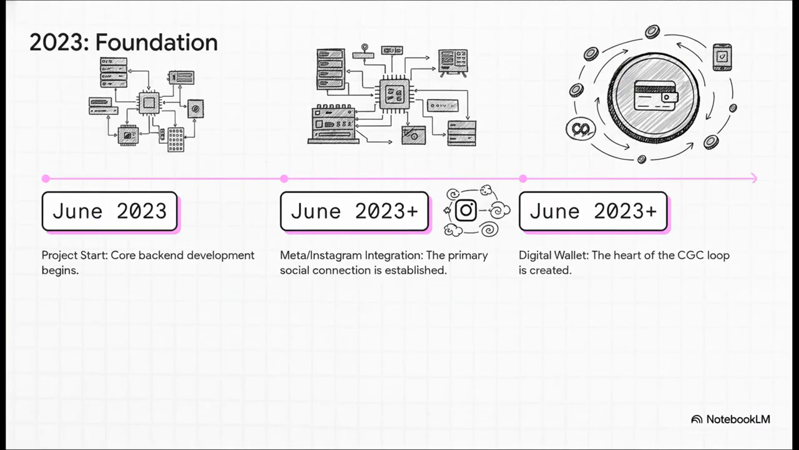First, the core backend itself. Second, that all-important integration with Meta, so the app can actually see and react to Instagram posts. And third, the digital wallet. That's really the heart of the whole thing. It's the place where customers get their money and spend it.